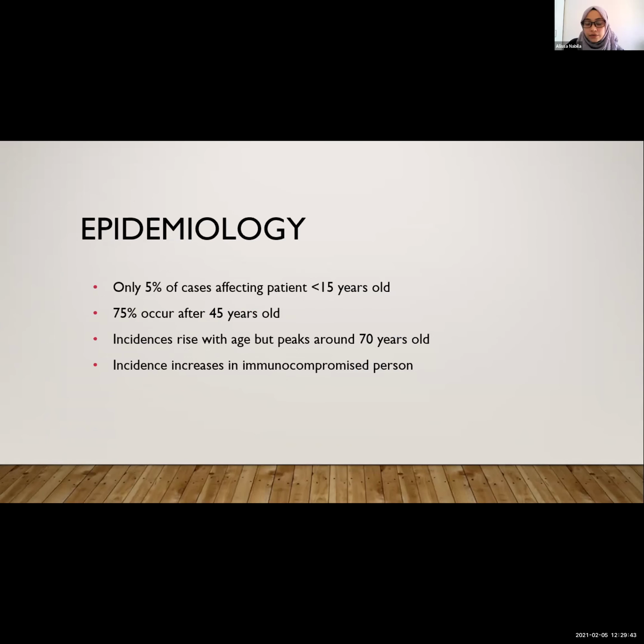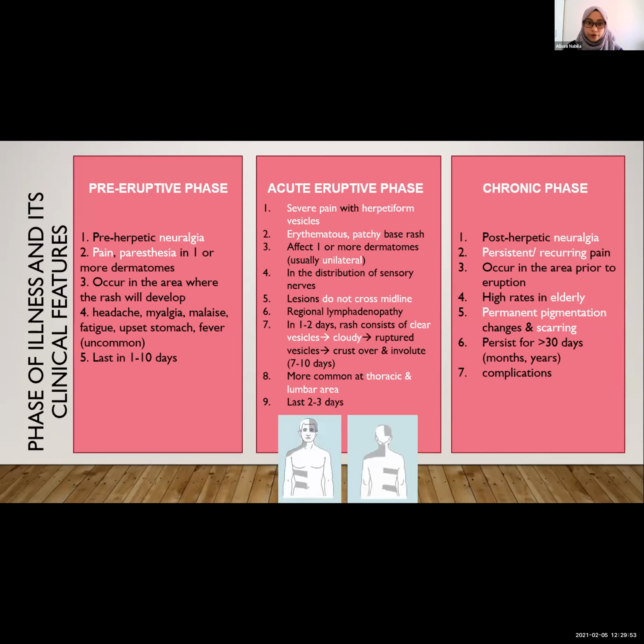Only 5% of cases affect patients less than 50 years old, and the incidence increases with age, peaking around 70 years old. Incidence also increases in immunocompromised persons, in order to activate the virus.